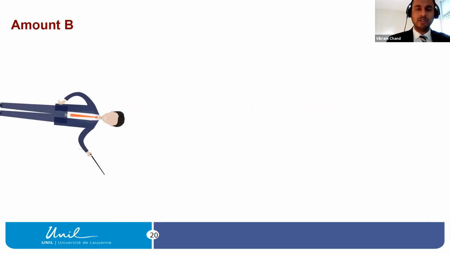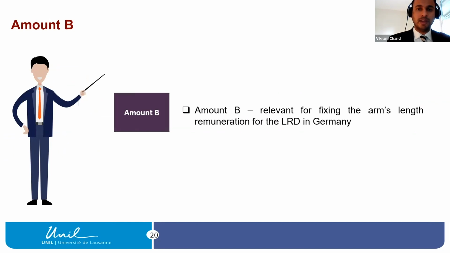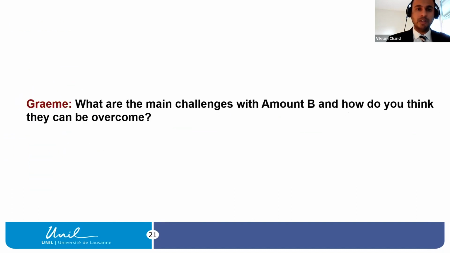especially for the low risk distribution operations that are being made into Germany. And Amount B contemplates fixing an arm's length remuneration for the limited risk distributor in Germany. In our example, it was 3% on sales, but based on a figure that will come out from a comparability study, it could be a bit different. But Graham, coming to you, because you are really dealing with Amount B structures in your setup. So what are the main challenges you see with Amount B, and how do you think they can be overcome?